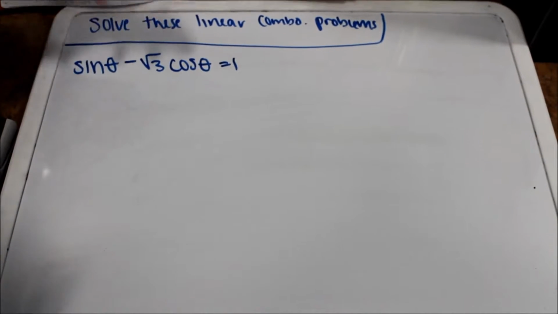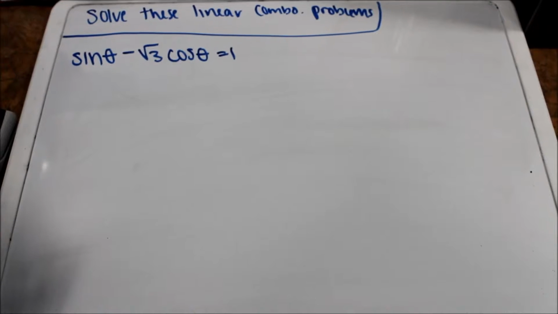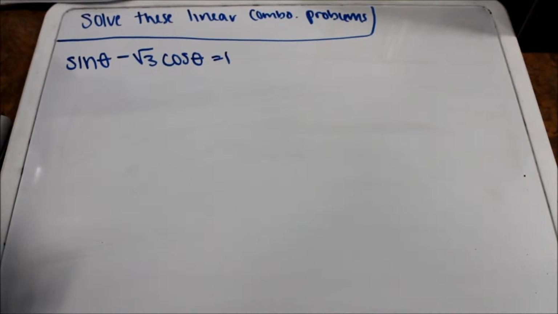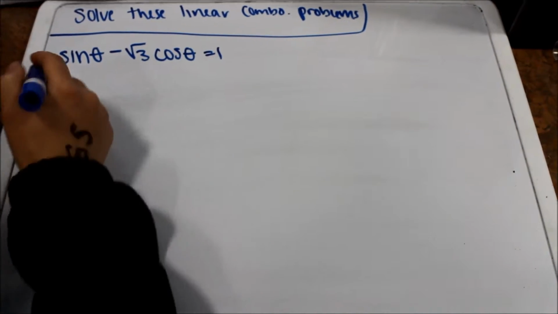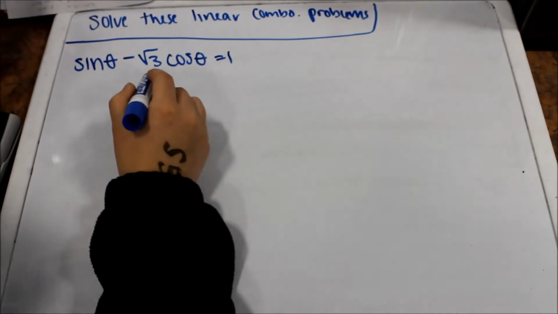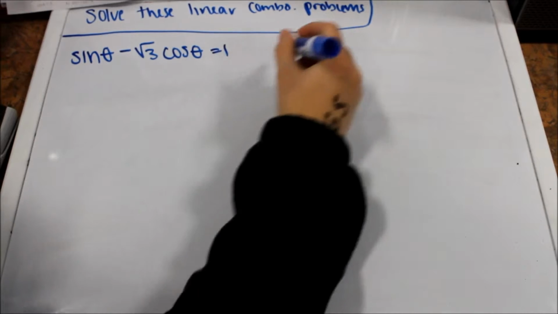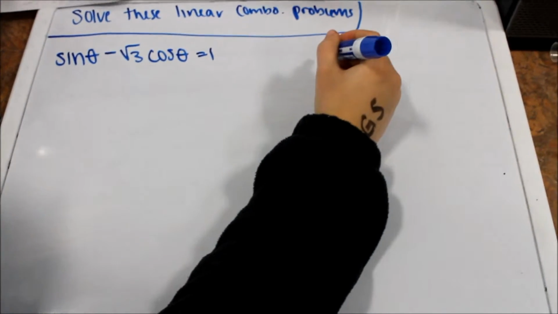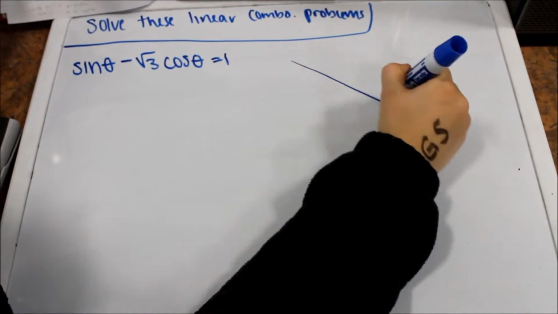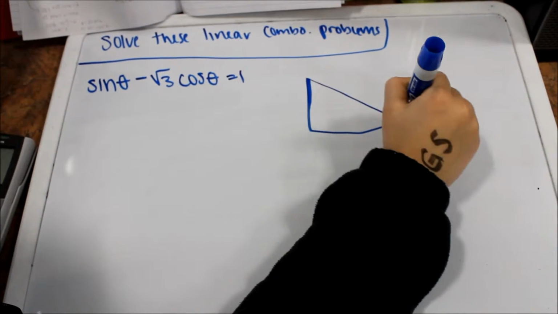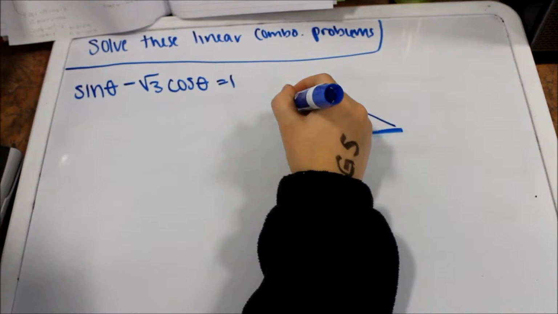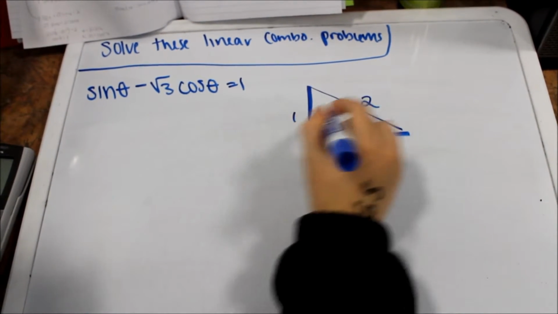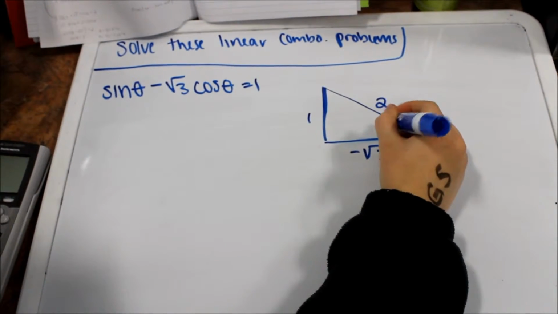Alright, so we have this equation and we're going to solve for it. So the first thing we're going to do is transform the equation into the other one. Since this is 1 and this is negative square root of 3, we know that we're in the second quadrant. So I'm going to draw my triangle just so I can have it as a reference. This will be negative square root of 3, this will be 1, and I know that that's 2. And here will be our angle.